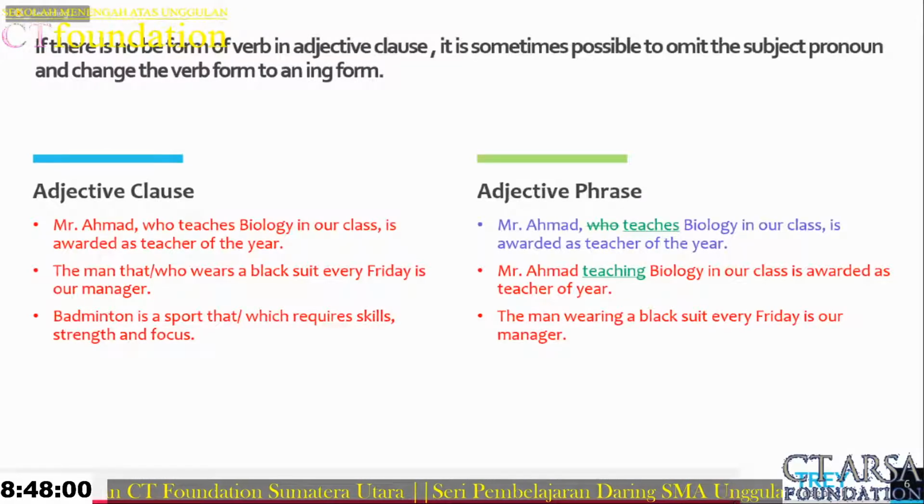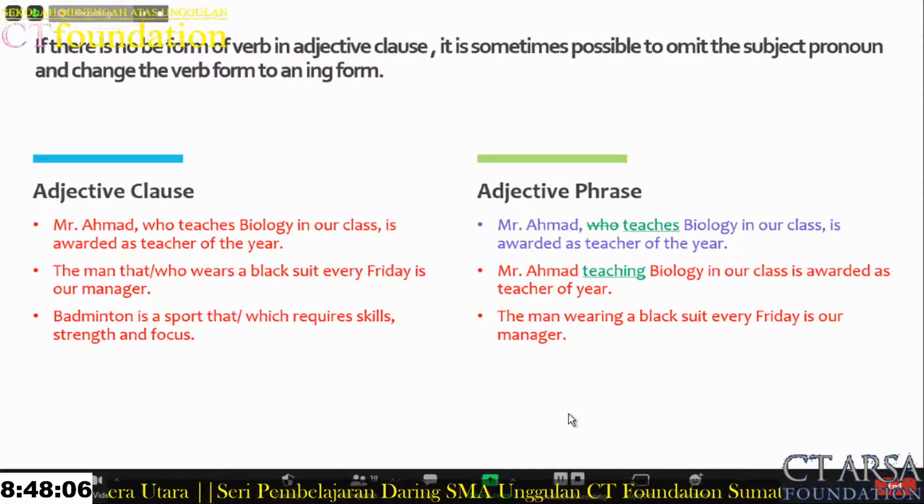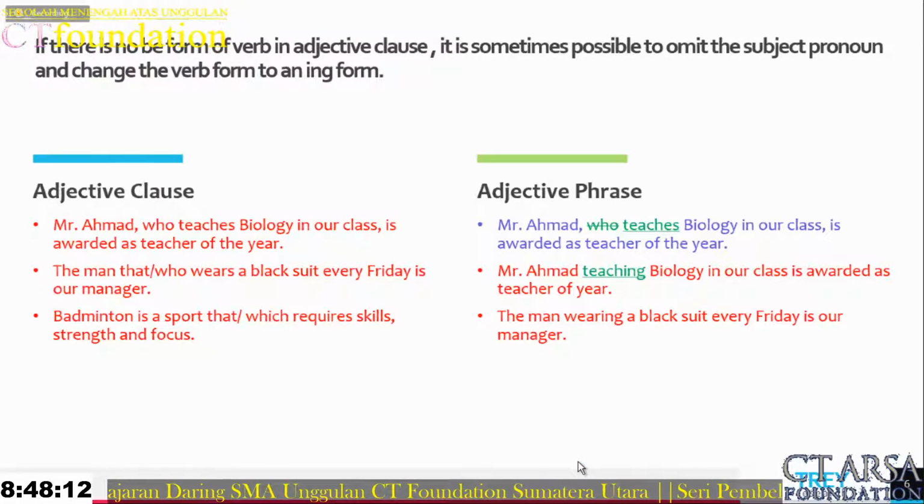Badminton is a sport requiring skills, strength, and focus. Okay, that's very good. That's correct. Badminton is a sport requiring. What does it mean, requiring? Needing. Yeah, require means needs. Yeah, membutuhkan. Badminton is a sport requiring skill, strength, and focus. Right. So very good. Yeah, it's very easy.